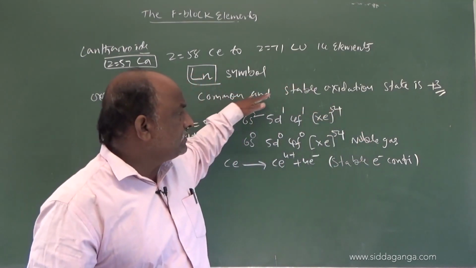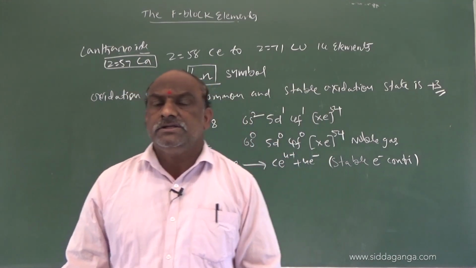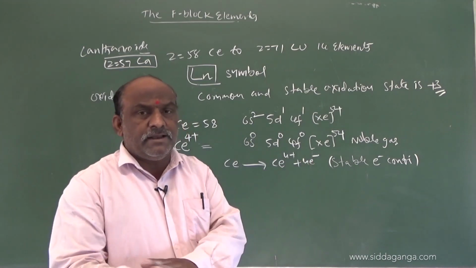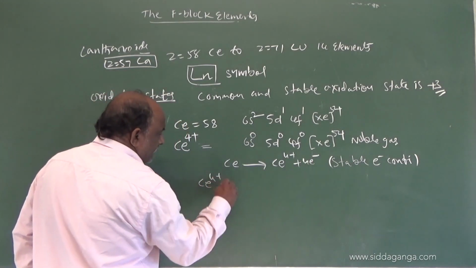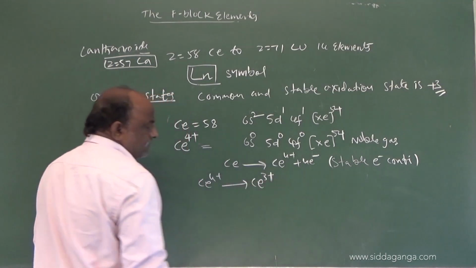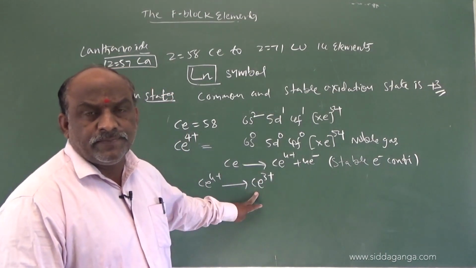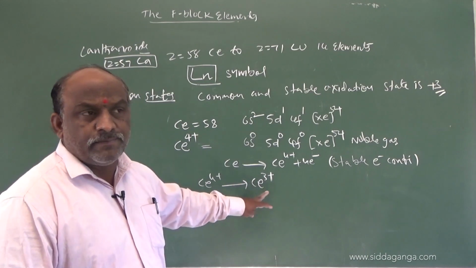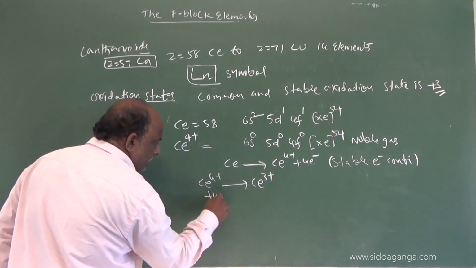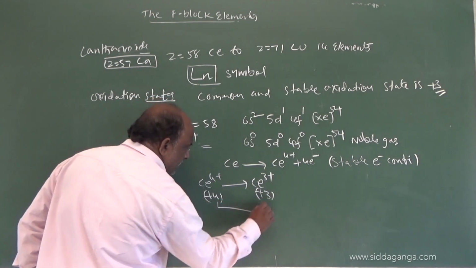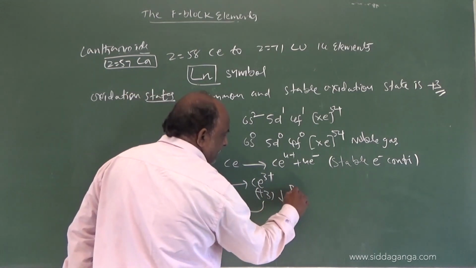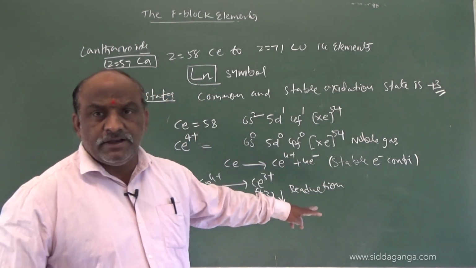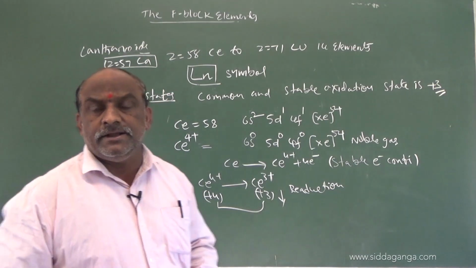Which oxidation state is stable for lanthanides? Plus 3 oxidation state is stable. But in this example, cerium exhibits plus 4 oxidation state. So for stability, cerium 4 plus gives rise to cerium 3 plus. So cerium plus 4 is converted to cerium plus 3. Oxidation number decreases from plus 4 to plus 3. Decrease means which reaction? Reduction reaction. The species involved in reduction is called an oxidizing agent.